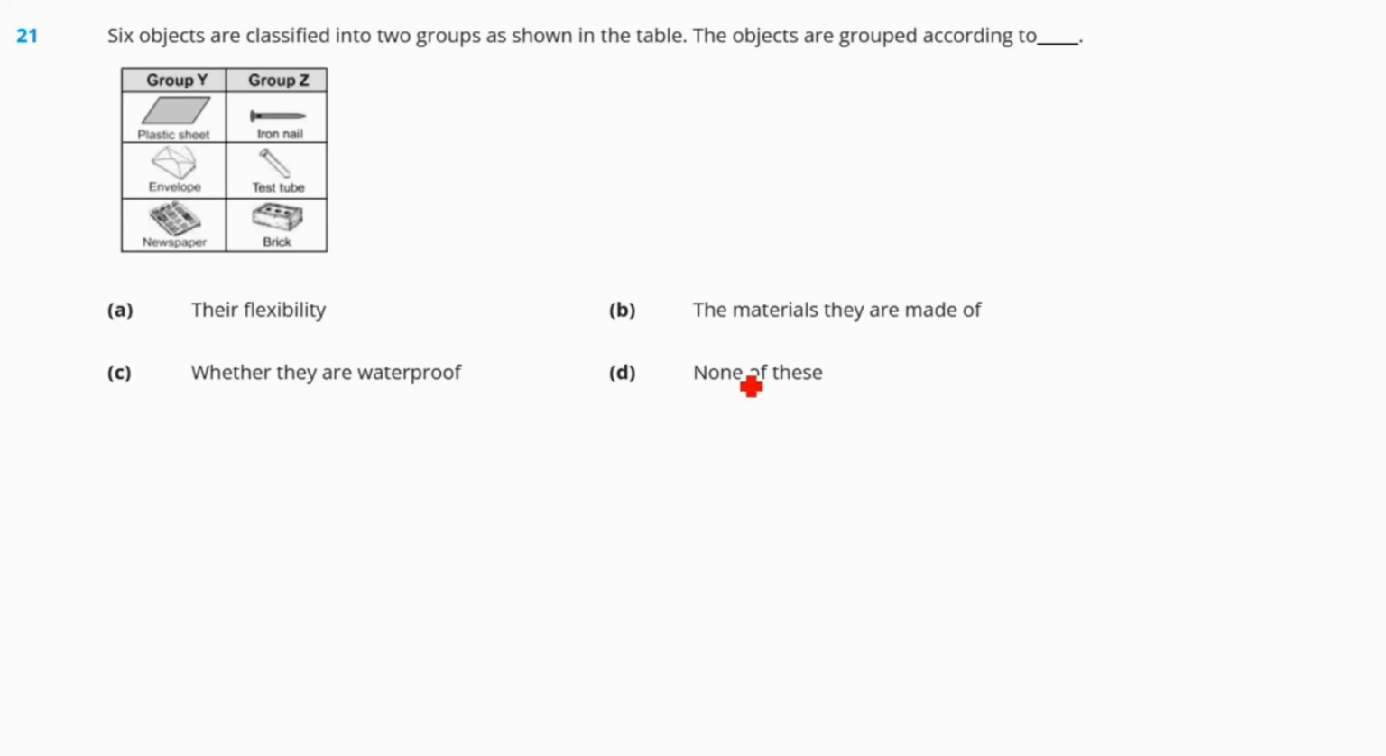So it is not concerned with the waterproof thing. It is not concerned with the things mentioned in these two groups. They are made up of different materials, so we cannot consider that part also. But their flexibility can be a part, because group Y is quite flexible and group Z is not flexible, it is hard, right? So based on flexibility, we can classify these two groups.